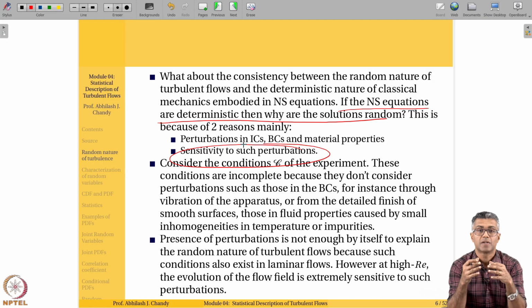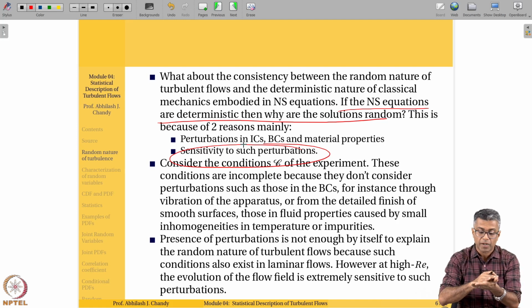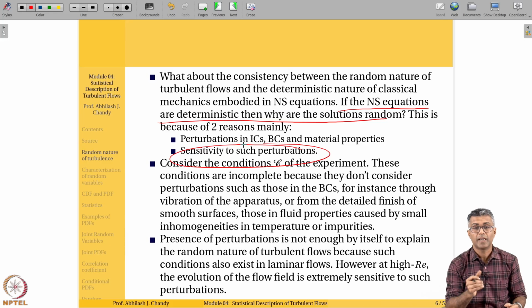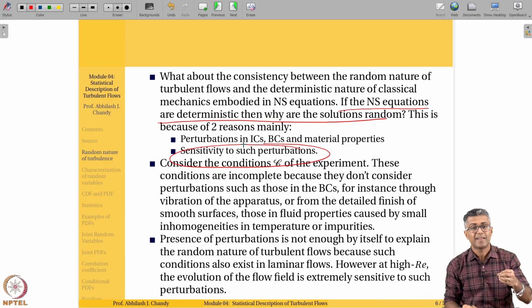The viscous diffusion, the viscous effects that exist in laminar flow, diffuse any such sensitivity to the perturbations in laminar flow. Whereas in turbulent flow, the viscous effects are less, so the perturbations persist, they propagate, they amplify. And that is the difference between laminar flow and turbulent flow.